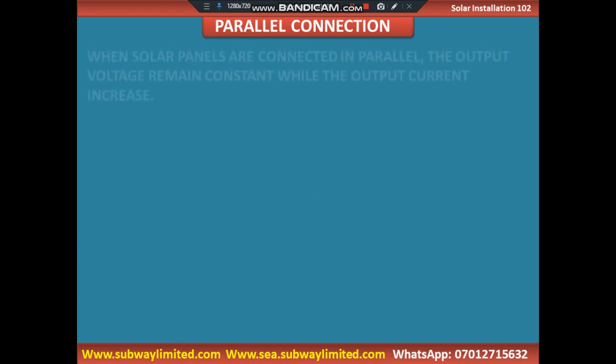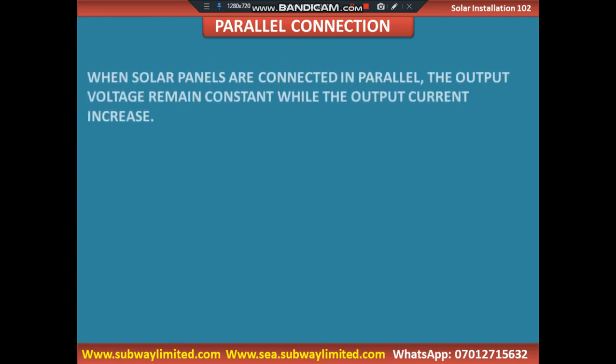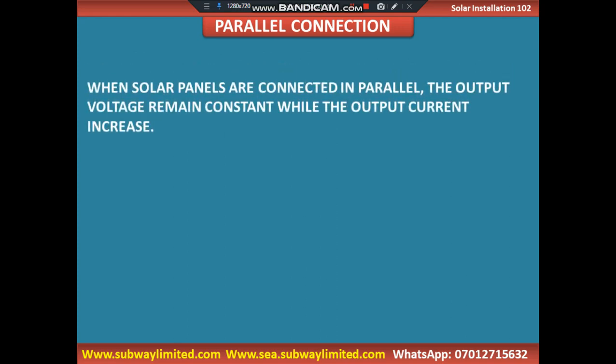Here we are talking about parallel connection, and we are telling you that when solar panels are connected in parallel, the output voltage remains constant. Remember, when we were talking about series connection, the output current was what remained constant, whereas the voltage increases. But in parallel connection, the output voltage will remain constant while the output current will increase.